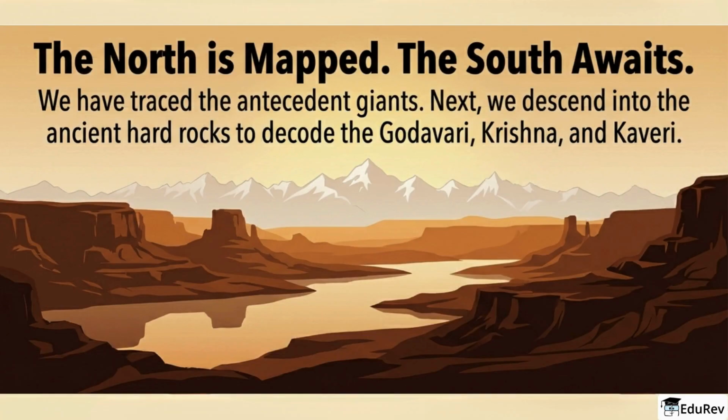So now the north is mapped. We have traced the antecedent giants, the Indus and the Ganga, from definitions and water divides to tributaries, confluences, flood belts and structural control. Next, we descend into the ancient hard rock world of peninsular drainage to decode the Godavari, Krishna and Kaveri. That is where fixed courses, old profiles and plateau logic take over.